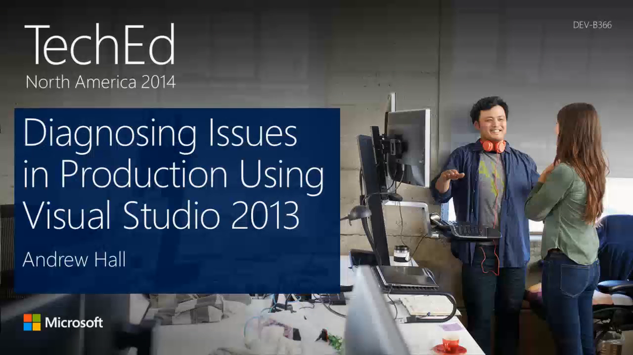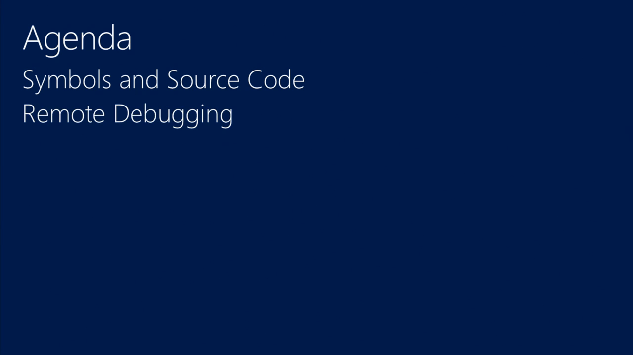For the purposes of this talk, first thing I'm going to hammer on is symbols and source code. Symbols, symbols, symbols. If you learn nothing else from this talk, stay for the first 5 minutes. We're going to talk about symbol files. How many people here know what symbol files are? Okay, most people are raising their hands. That's good. And then the next thing, we're going to talk about remote debugging. How many people here have ever remote debugged with Visual Studio before? Okay, fair number of people.